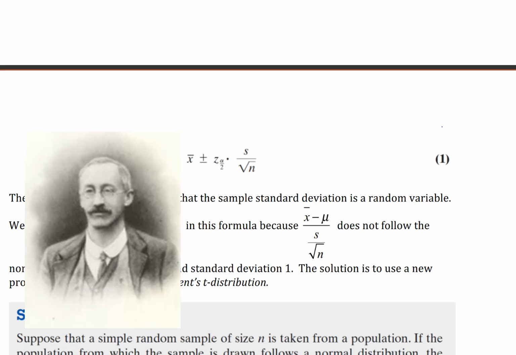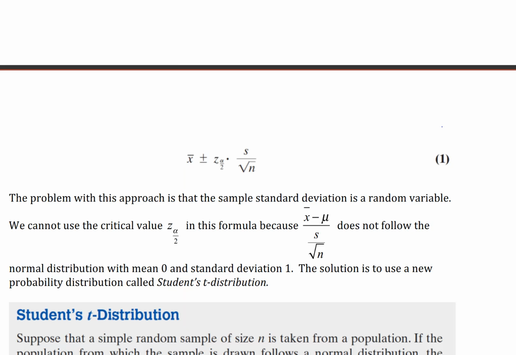William Gossett was an interesting character. He worked at the Guinness Brewery Company back in the early 1900s. He was a chemist. Knowing that that problem exists really bothered him, and so he would work at night on trying to come up with a solution that allowed him to construct confidence intervals that captured at the rate he would have expected. He was able to figure that out because his chemical theory wasn't jiving with what he was actually observing. Gossett spent tons of time at night trying to come up with a solution.